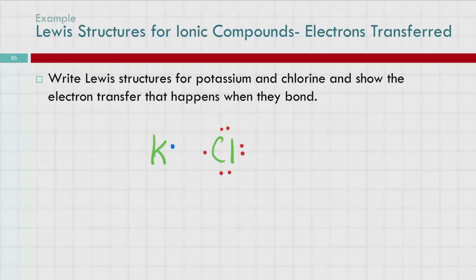When these two things go to bond, who's giving what? Potassium is donating the electron, or you can think of it as chlorine is stealing the electron. So now we've got potassium with a positive charge, and we've got chlorine with 1 more electron, and this would have a negative charge.